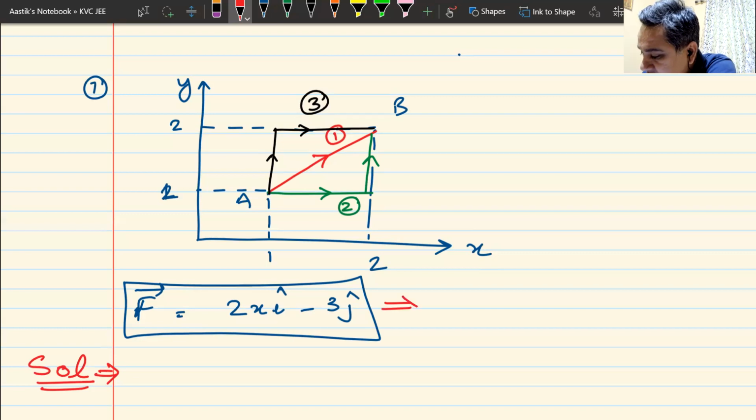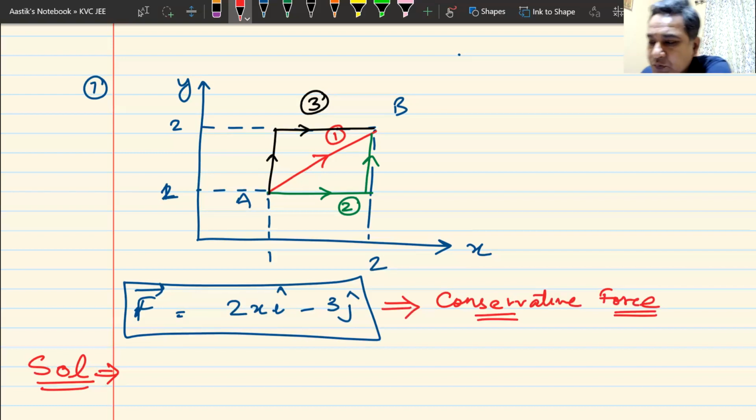The first thing that we notice in this question is whether this force is a conservative force. Yes or no? Is this force conservative or not? Do I have some raised hand? Do we understand that this force is conservative? Okay, this force is conservative.